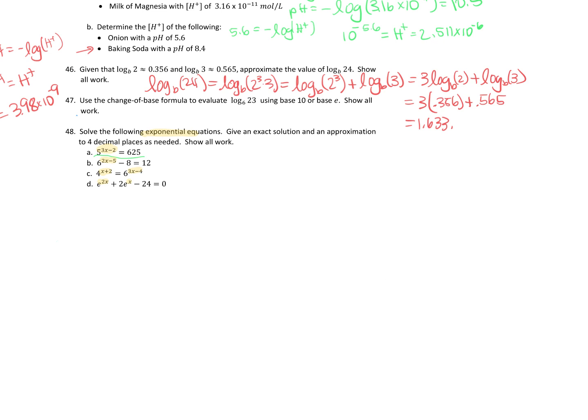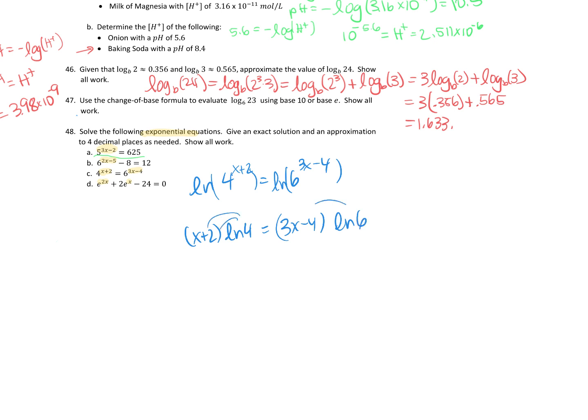Okay, and so I can take the natural log of both sides. So I have 4 to the x plus 2 equals 6 to the 3x minus 4. I could take the natural log of both sides, and I get x plus 2 times the natural log of 4 equals 3x minus 4 times the natural log of 6. And I can distribute. So I get x natural log 4 plus 2 natural log 4 is equal to 3x natural log 6 minus 4 natural log 6.